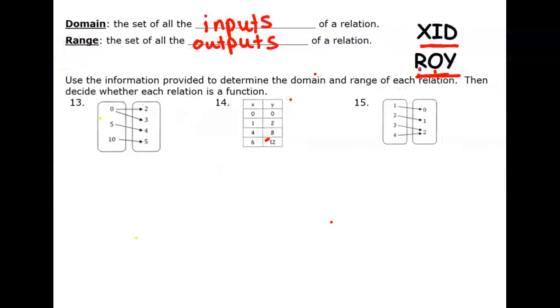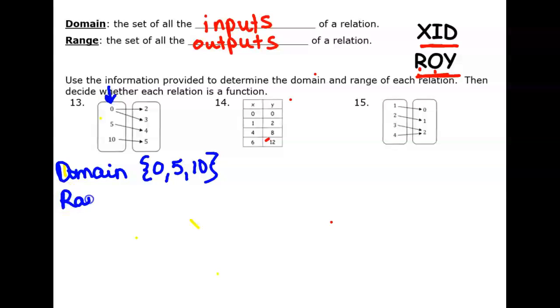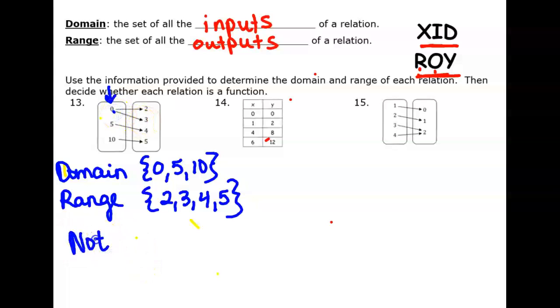All right, so we're going to use the information provided to determine the domain and range of each relation. Then we're going to decide if the relation is a function. Once I look at number 13, I can see that my domain would be all of my input values. So it's going to be the set of the numbers 0, 5, and 10. Those are my inputs. My output, or my range, would be 2, 3, 4, and 5. Notice your 0 goes to 2 and 0 goes to 3, so it's got two different outputs. So as soon as we determine that, we know it's not a function.